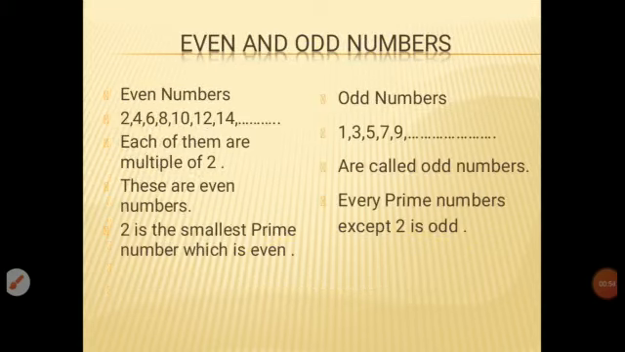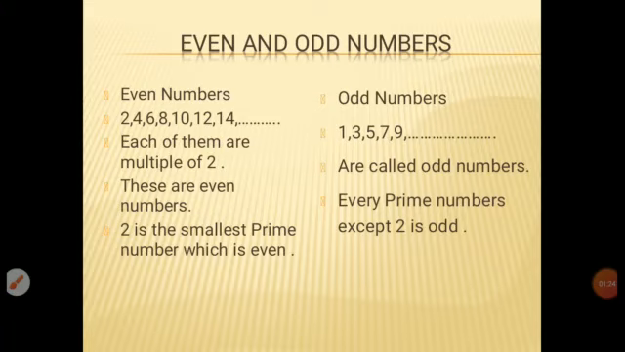Now we can see even and odd numbers. An even number means a number which is exactly divisible by 2. Here 2, 4, 6, 8, 10, 12, 14, each of them is a multiple of 2. These are even numbers. And 2 is the smallest prime number which is even.